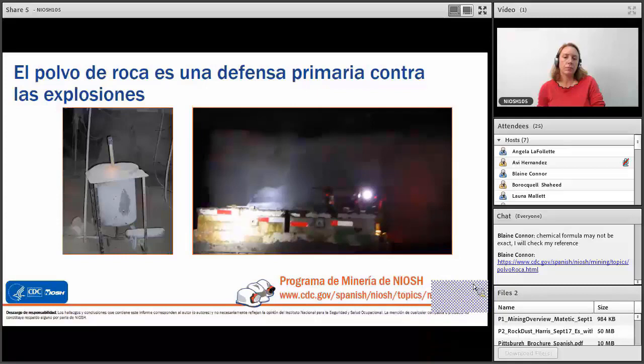One thing I do want to point out that I forgot to mention during the presentation is that when you apply rock dust, it should be 80% rock dust to coal dust.